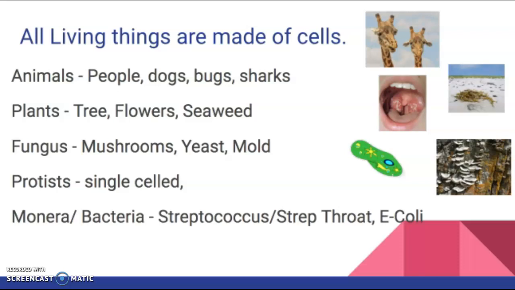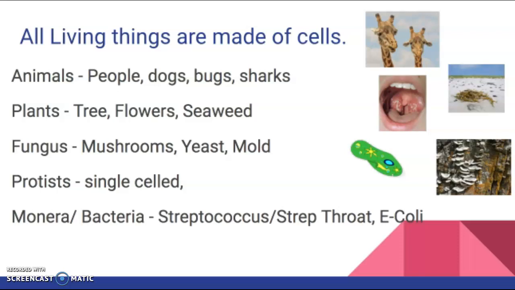There are 5 main categories, or kingdoms, that all living things belong to. You either have an animal, like people, dogs, bugs, sharks, or you have a plant, things like trees, flowers, seaweed, shrubs. Or you have a fungus, like mushrooms, yeast, mold, penicillin. Penicillin, or any antibiotics, they all come from molds. So those are safe for us to take to fight off bacteria. They would belong to the fungus kingdom.